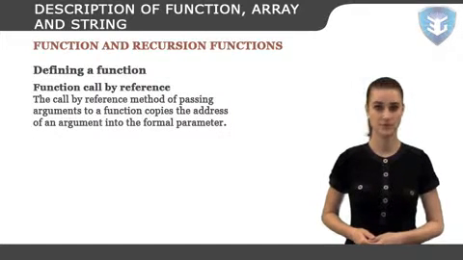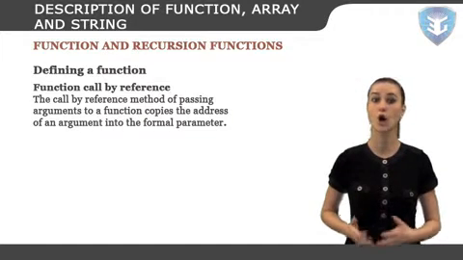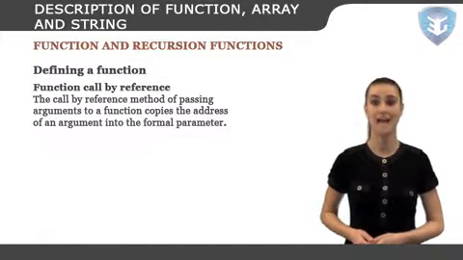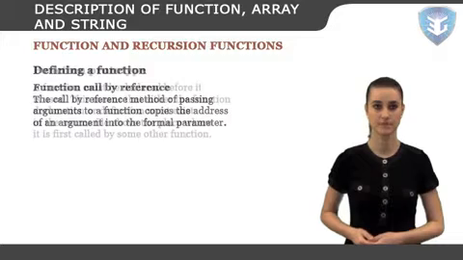Function call by reference. The call by reference method of passing arguments to a function copies the address of an argument into the formal parameter. Inside the function, the address is used to access the actual argument used in the call. This means that changes made to the parameter affect the passed argument.